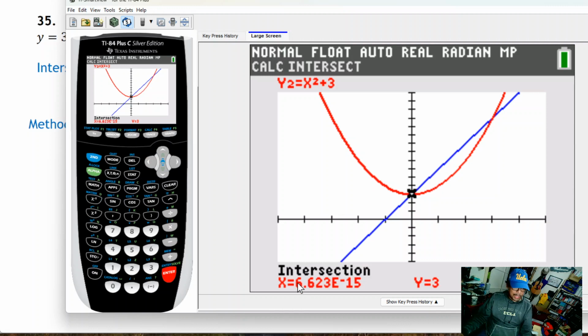This one, I'm reading it here, is 6.623 times 10 to the negative 15. Now 10 to the negative 15 basically means 0. I'd say as long as it's 10 to the negative 5, 10 to the negative 6, 10 to the negative 7, then anything that goes more negative than that is going to be basically 0. The y-coordinate is 3. No debate about that. So this intersection is (0, 3).